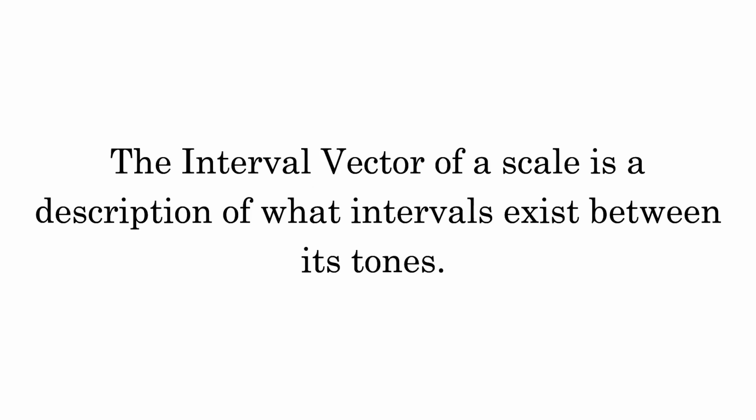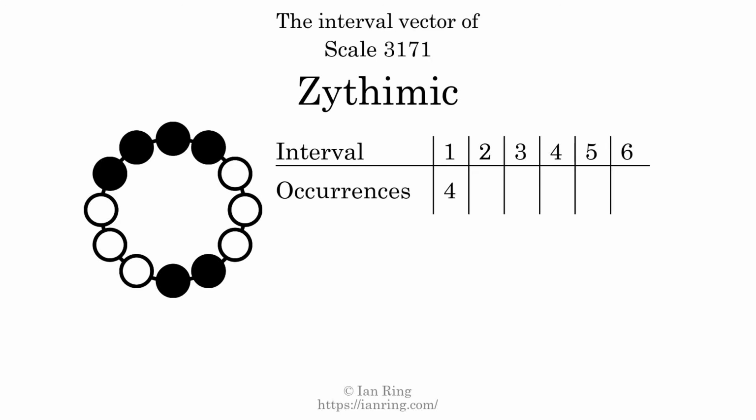The interval vector of a scale is a description of what intervals exist between its tones. There are 4 intervals with a size of 1 semitone. They are here, here, here, and here. There are 2 intervals with a size of 2 semitones. They are here and here. There is 1 interval with a size of 3 semitones.